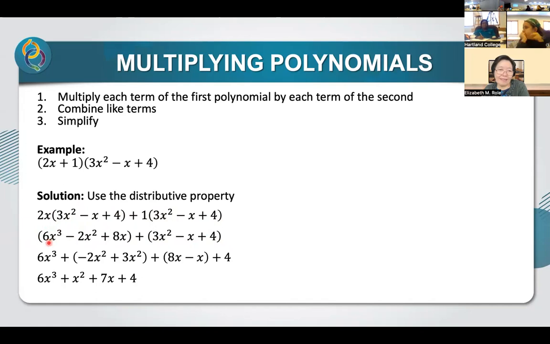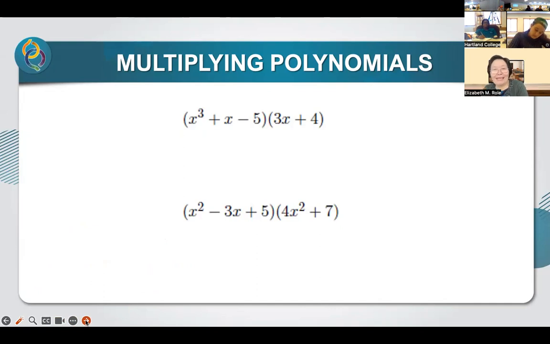So, of course, combining like terms, we have 6x cubed, the minus 2x squared plus 3x squared, 8x and a 4. And your final answer is 6x cubed plus x squared plus 7x plus 4. So it's just using the distributive property. Okay, so I think now you have done this and you have remembered what had been done previously. Okay, so let's just have one or two examples here that we can work on.